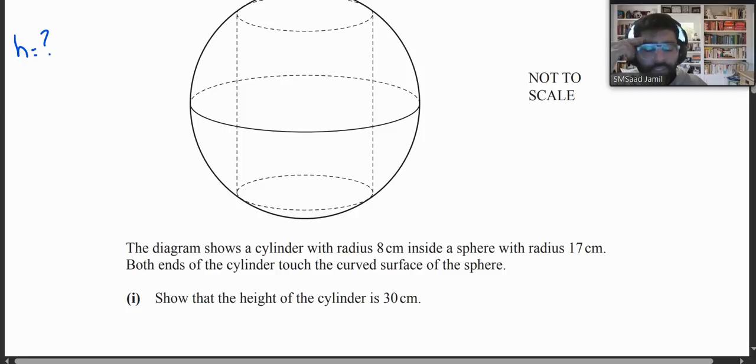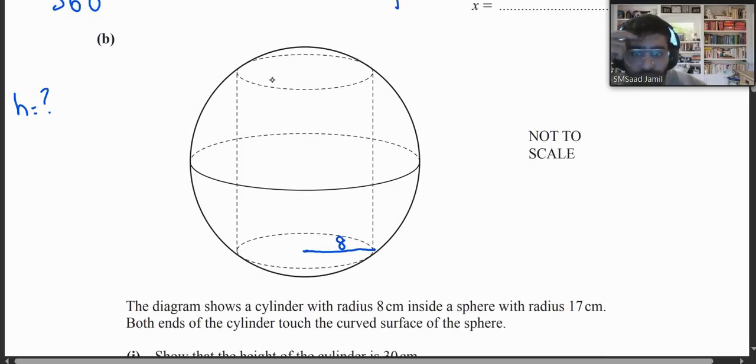Whenever you guys get confused with a question like this, just write down the things that you can identify. So it says the diagram shows a cylinder. This is the cylinder. It has radius 8. So this means this thing is 8. And then it says this thing is also 8.